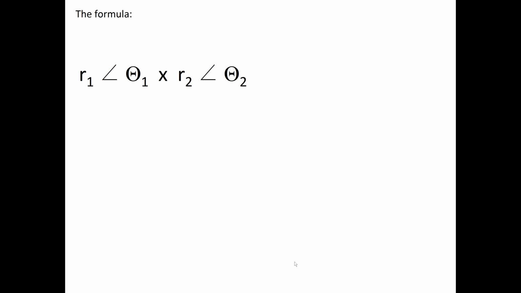Let's first of all look at the actual formula that we use for multiplying complex numbers, and then we'll show how to derive it. So two complex numbers, complex number 1, which is r1 angle theta 1, and another complex number r2 angle theta 2. It turns out that the product of these two complex numbers is just given by r1 r2 angle theta 1 plus theta 2. So in other words, we multiply the magnitude of the complex numbers together, the r1 and the r2, and we add the phase angles. So let's derive that formula then.